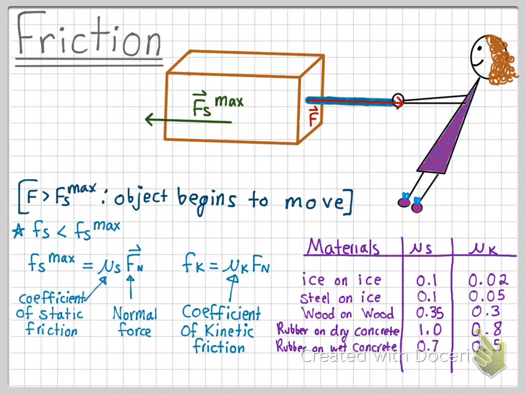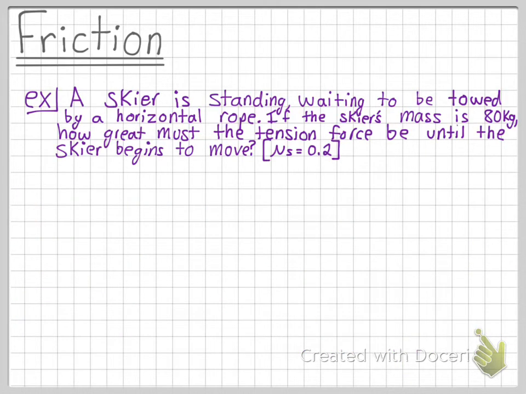So here's a small table with some of the examples of the coefficients of friction. Notice that the coefficient for objects on ice would be less than for objects on concrete. This intuitively makes sense because ice is more slick than concrete. So let's do an example to work with these new equations.